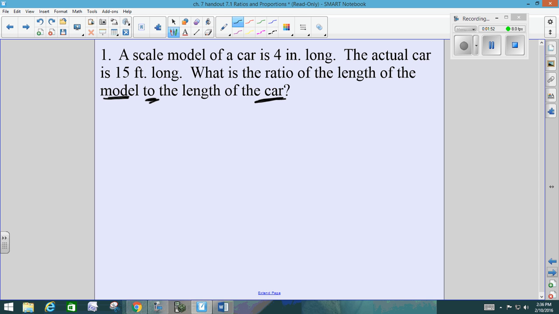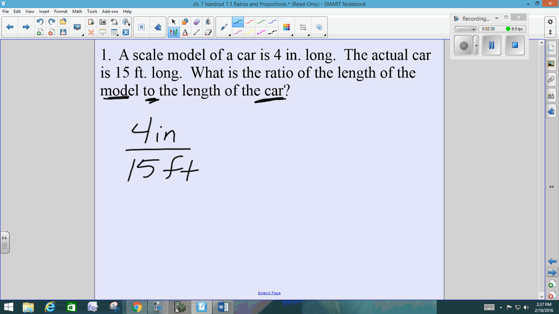So how long is our model? 4 inches. To, I'm going to use my fraction bar there. The length of my actual car? 15 feet. Can I reduce it? Well, if it was in inches, what do you mean? Good, you should. When you're comparing this, you need to have them in the same unit of measure. So we need to get them both into inches.